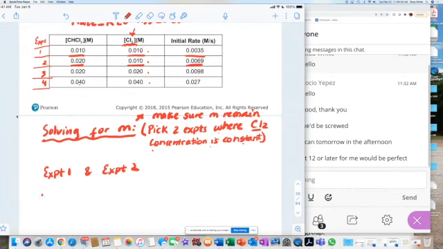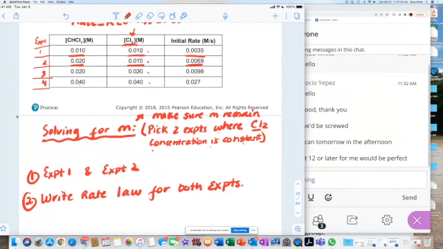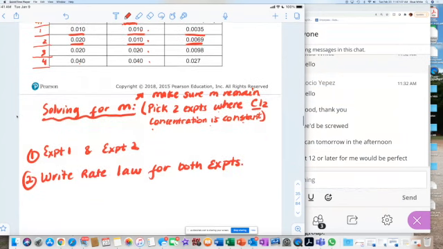How am I going to do it though? I'm going to write the rate law. So I'll say here, write rate law for both experiments. I picked those. Remember the bigger one will be on top. So essentially I write experiment 2 over experiment 1.